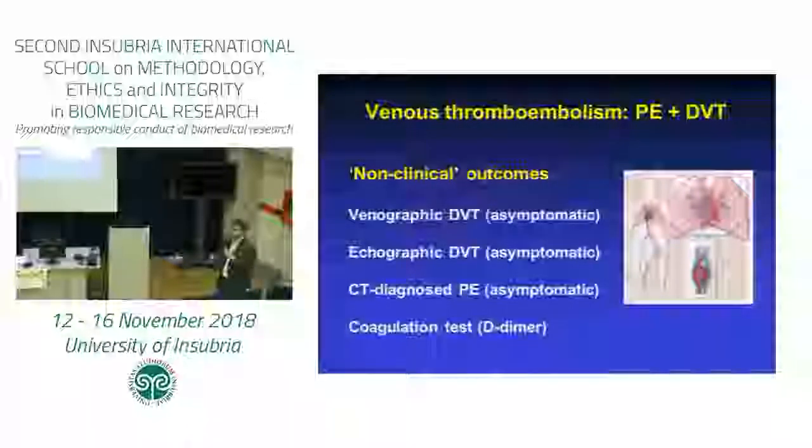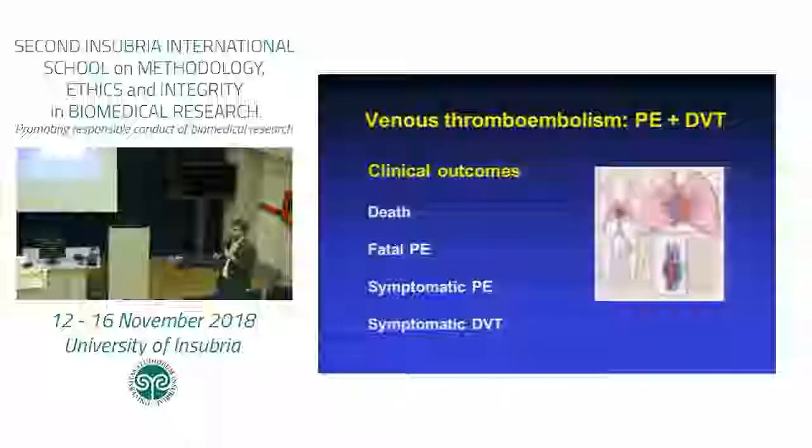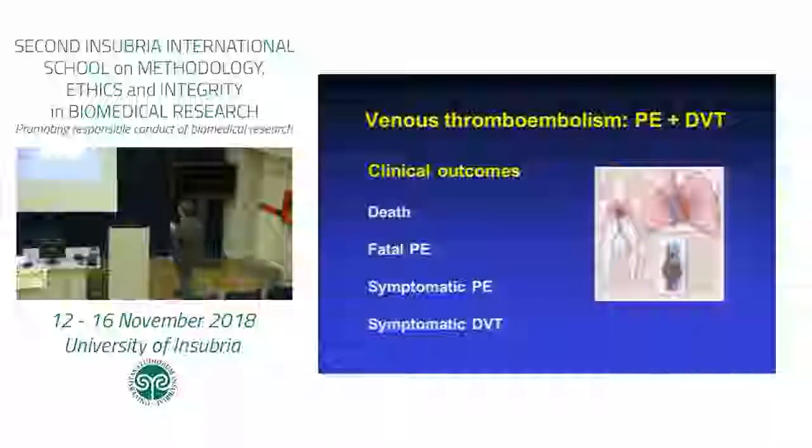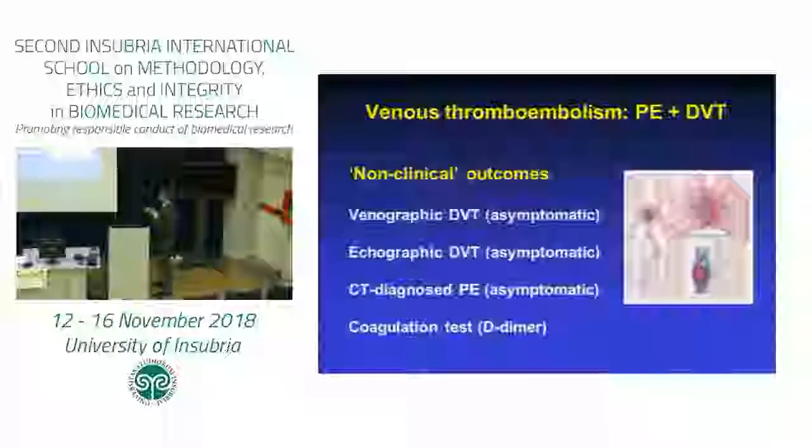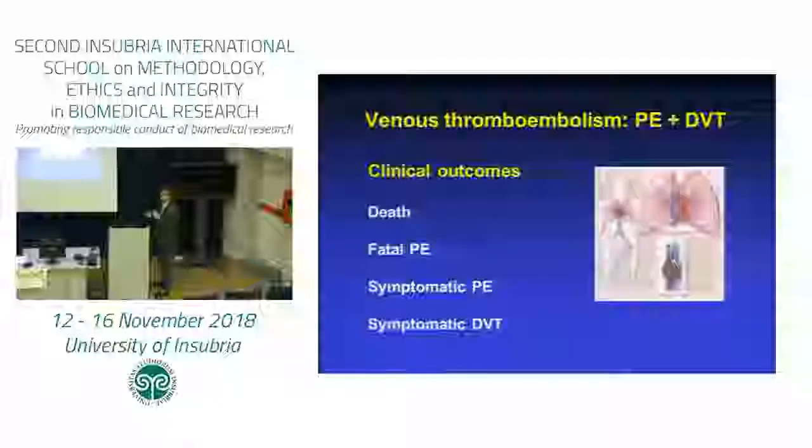So you read the paper and you try to find the primary outcome. So which is the primary outcome of your study? Is it a clinical outcome or is it a non-clinical? If you are a patient, do you prefer a clinical or a non-clinical outcome?